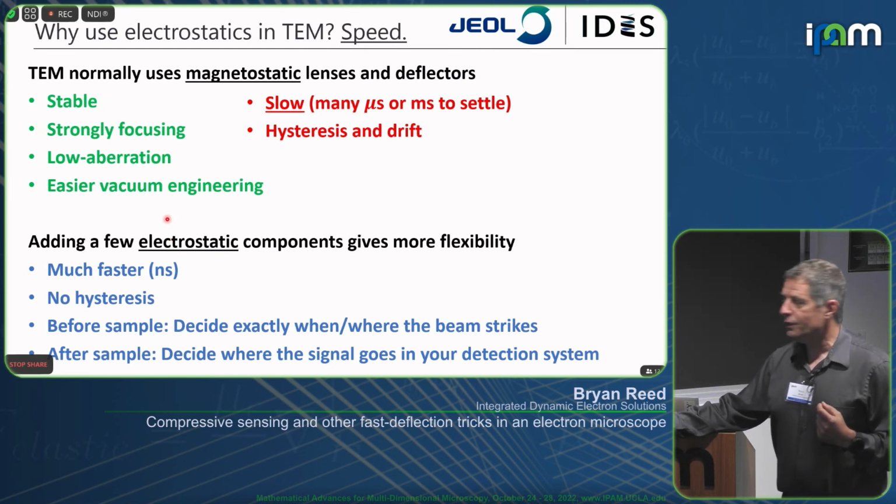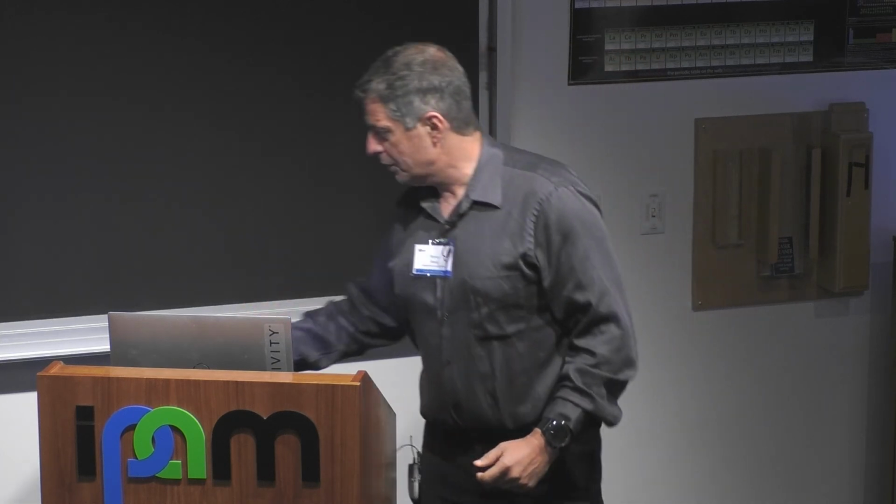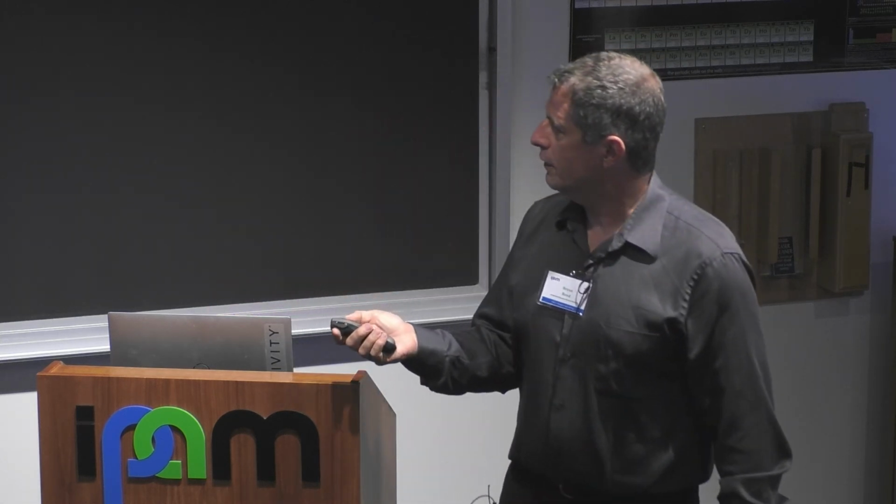But the vacuum engineering is trickier because magnetic fields go right on through brass beam tubes like they're not even there. But electric fields, not so much. You have to build those into the vacuum. That's right, there I have them.